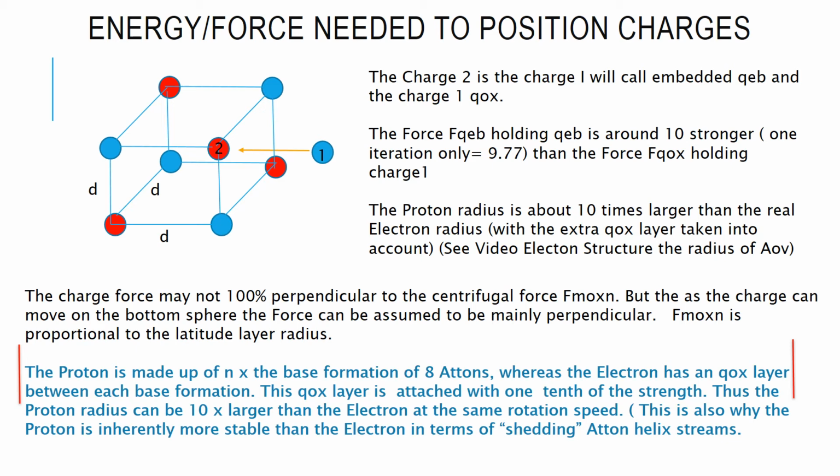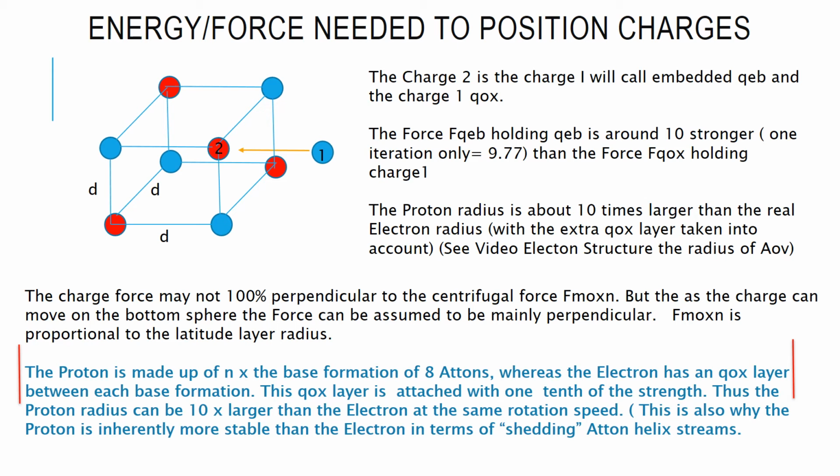And I have distinguished between a charge that is embedded in this base lattice formation and the charge that is attached to this base lattice formation, which is basically the surface charge. So the charge 2 is the embedded QEB, and the charge 1 is the surface charge. The calculation shows that the embedded charge is embedded with about 10 times the force of the surface charge. So the proton radius is about 10 times larger than the real electron radius.